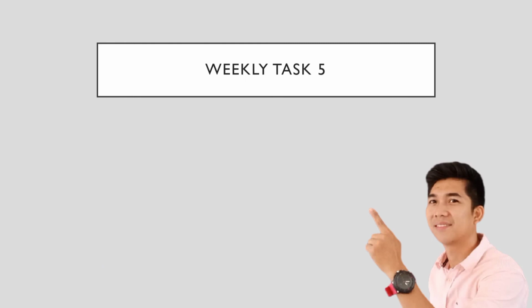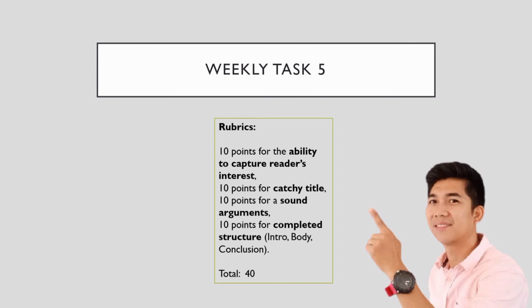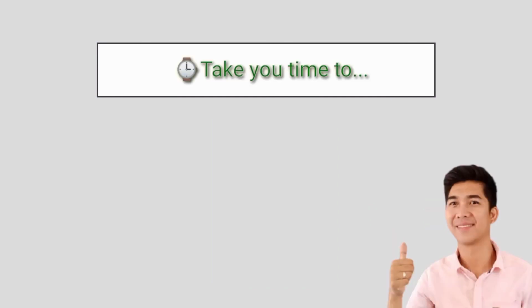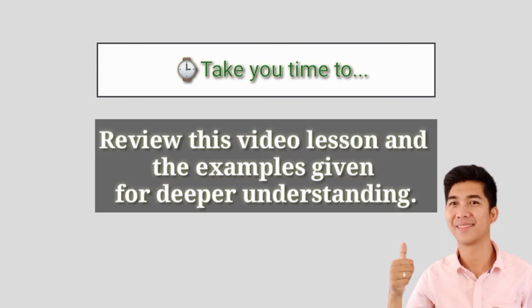Your output will be graded following these rubrics: 10 points for the ability to capture readers' interest, 10 points for a catchy title, 10 points for sound arguments, and 10 points for completed structure, where you have introduction, body, and conclusion, for a total of 40 points. Take your time to study this video lesson and the examples given.